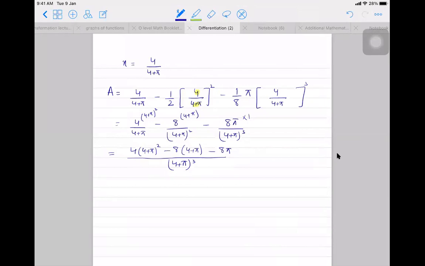Oh, I'm sorry. Guys, there was a square over here, not the cube. My bad. Please correct this.